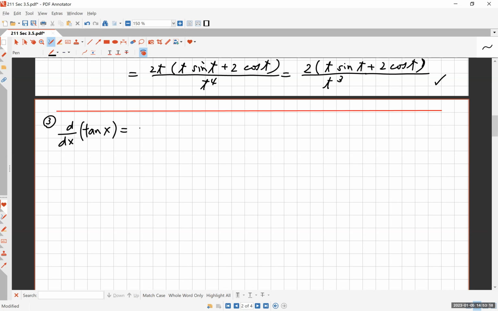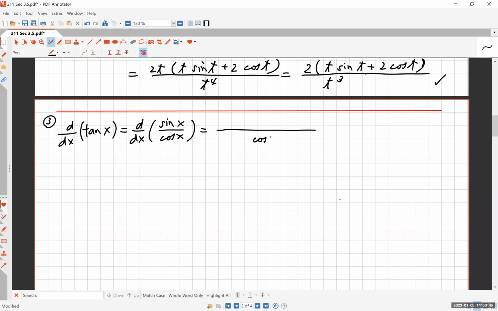Is there anything we can do to analyze this? Well, we do know the tangent is sine over cosine, right? We know how to differentiate each, and we have the quotient rule. Wow, we have everything we need to derive this derivative, okay, for the tangent function. Sounds redundant to say derive this derivative, but to differentiate the tangent function.